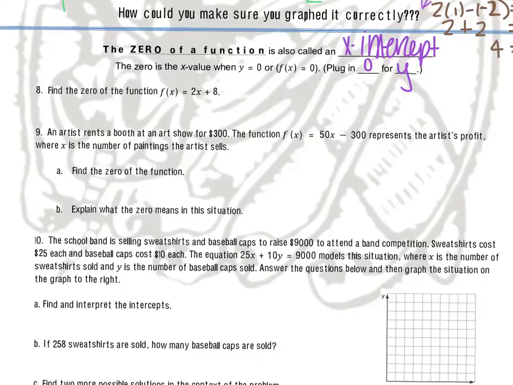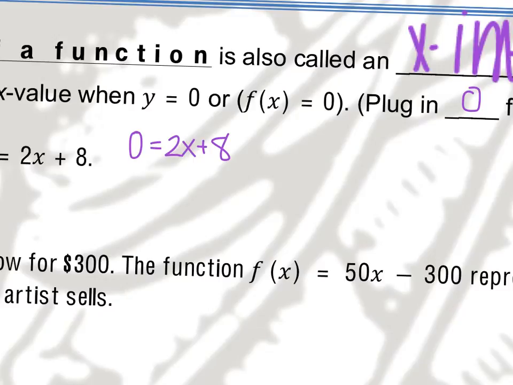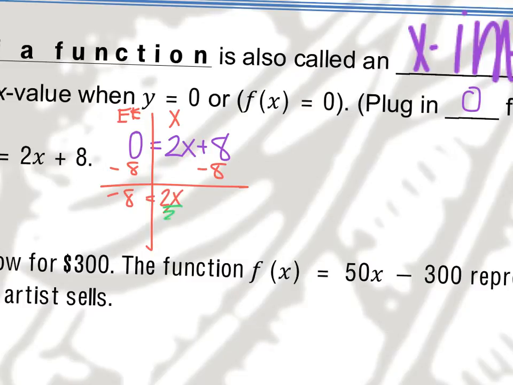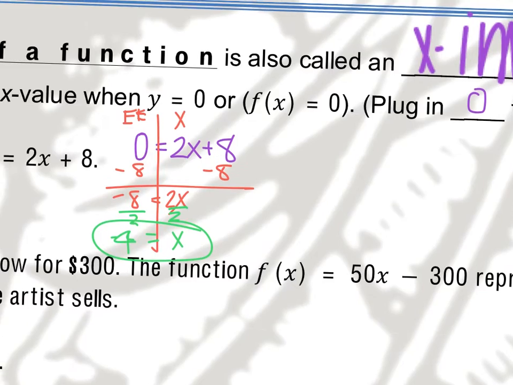So we're supposed to find the 0 of the function f of x equals 2x plus 8. So we want to plug in 0 for f of x. So 0 equals 2x plus 8. And then we've got to solve. So to solve this, I need to get x's on one side, everything else on the other. So I'm going to minus 8 from both sides. So negative 8 equals 2x. And then I'm going to divide both sides by 2. So x equals negative 4. So that would be my answer. That's my 0 of my function would be negative 4.